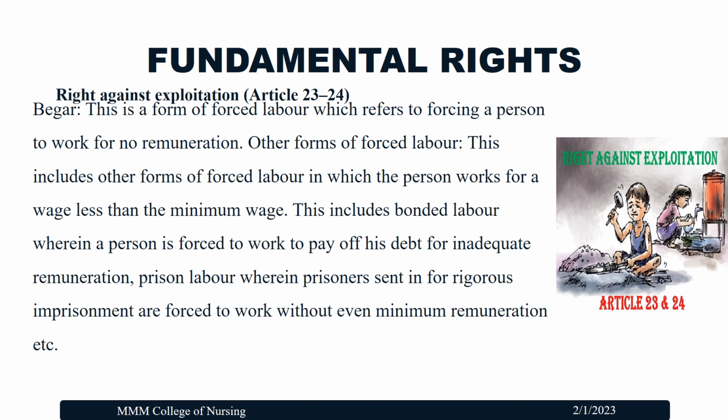Other forms of forced labor include those in which the person works for a wage less than the minimum wage. Even what they are eligible for, that money they won't get; they work for less money but do more work. This includes bonded labor, wherein a person is forced to work to pay off his debt for inadequate remuneration, and prison labor, wherein prisoners sentenced to rigorous imprisonment are forced to work without even minimum remuneration. Sometimes people work without any payment, and sometimes for less money. These things should not happen under the right against exploitation.